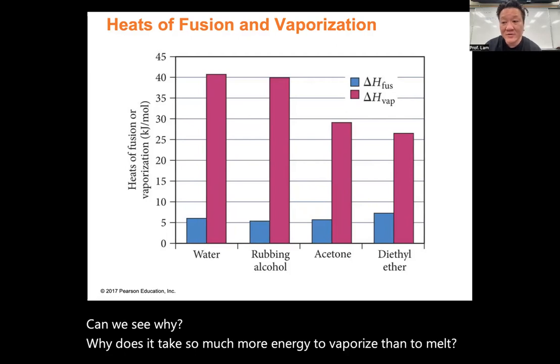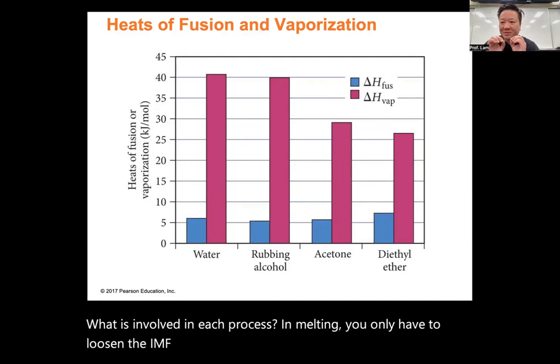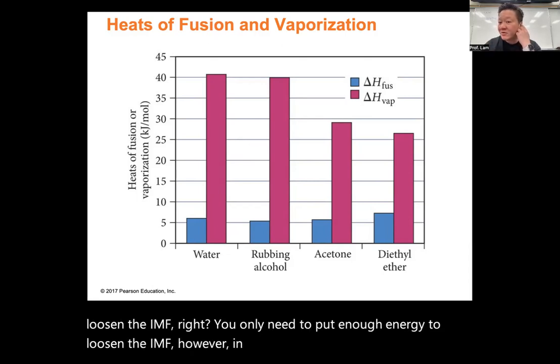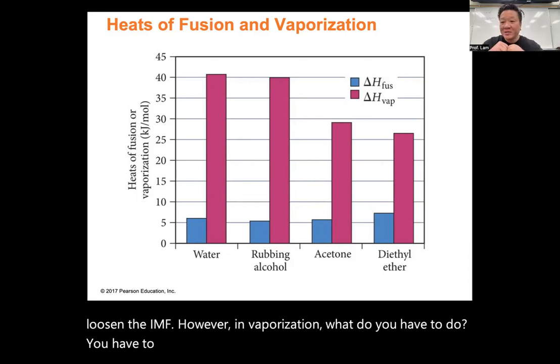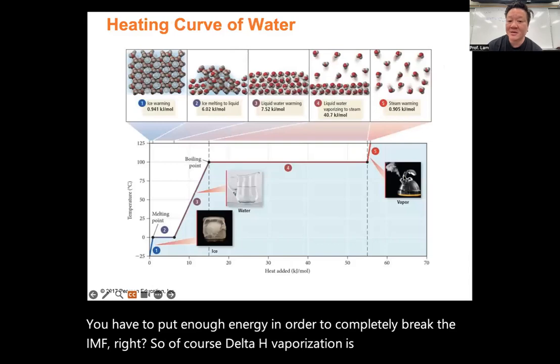Well, what is involved in each process? In melting, you only have to loosen the IMF, right? You only need to put in enough energy to loosen the IMF. However, in vaporization, what do you have to do? You have to put in enough energy to completely break the IMF, right? So of course, ΔH vaporization is always going to be a lot higher.